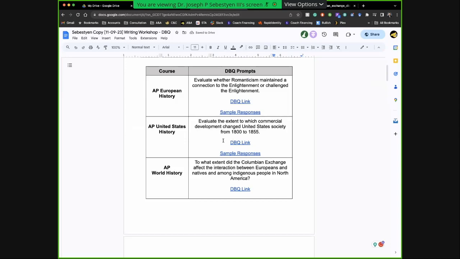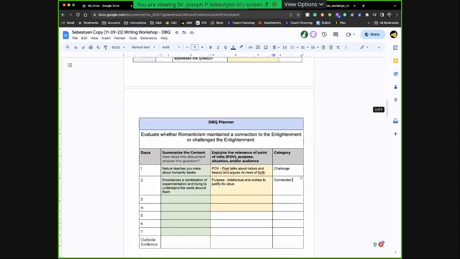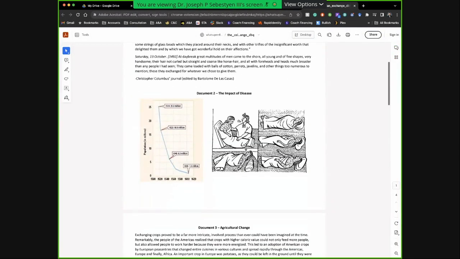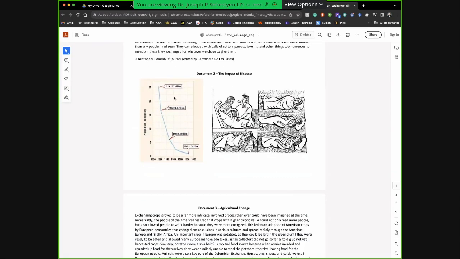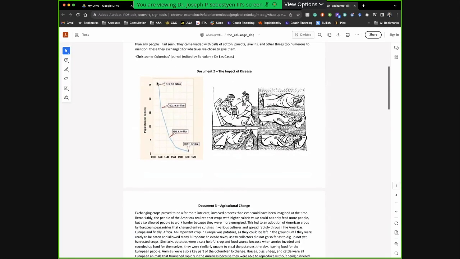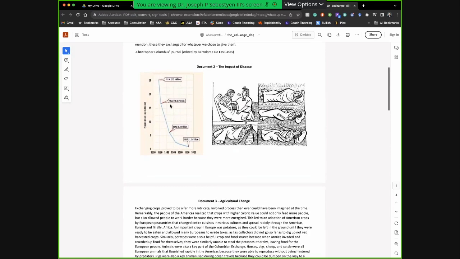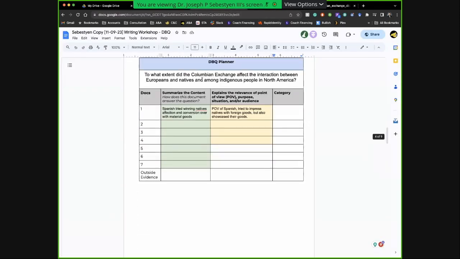So, world Climate Exchange Document 2, the impact of disease. Population, 25.3 million, 16.8 million, 6.3 million, 1 million. And then we see, looks like smallpox. So what's this document conveying here?